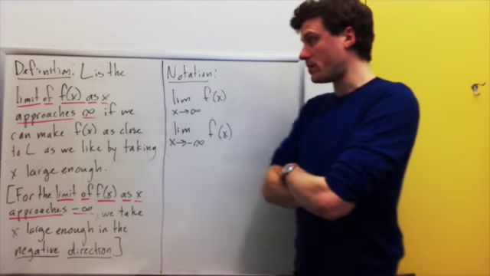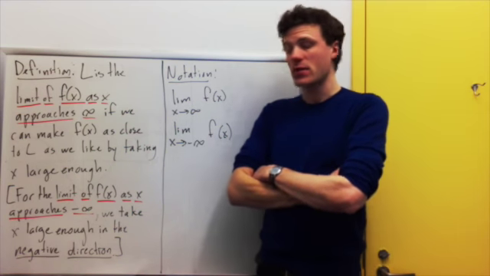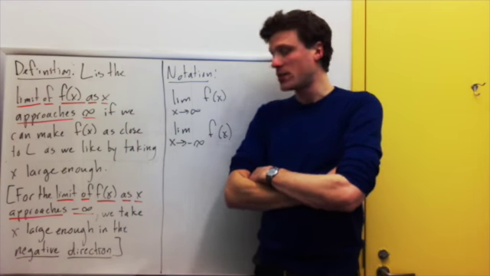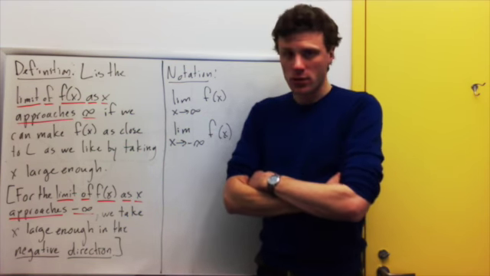So here's the definition. L is the limit of f of x as x approaches infinity if we can make f of x as close to L as we like by taking x large enough. The bigger we take x, the closer and closer we can make it get to L.